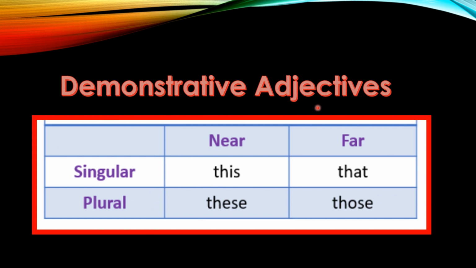Demonstrative adjectives are near singular, this, near plural, these, far singular, that, far plural, those.